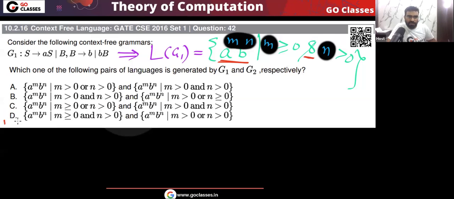Only option D will be the answer. Remember, option C has or, so this is also gone. Yes or no? Option C is gone, option B is gone, and option A is gone. Is this clear? Please tell me.